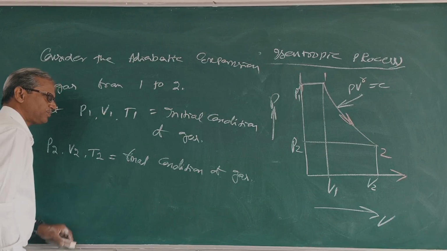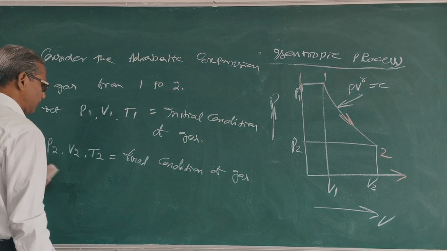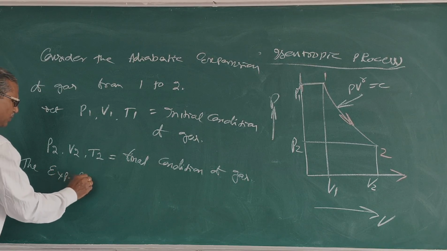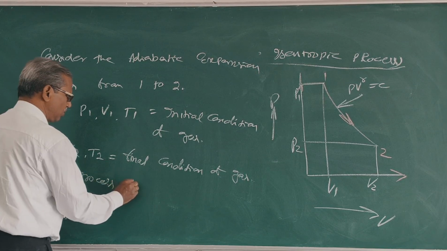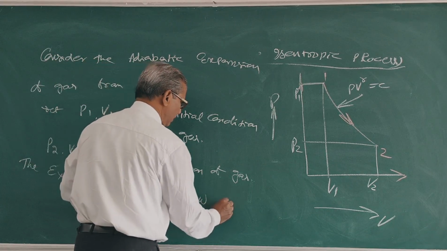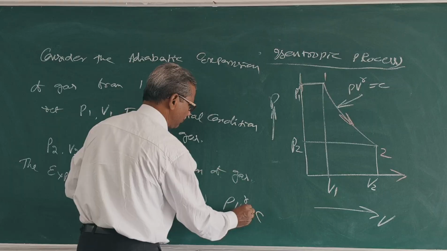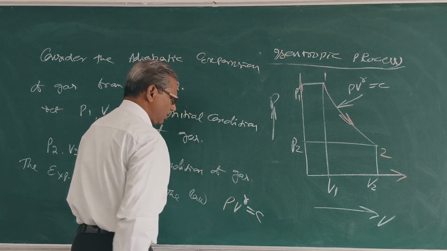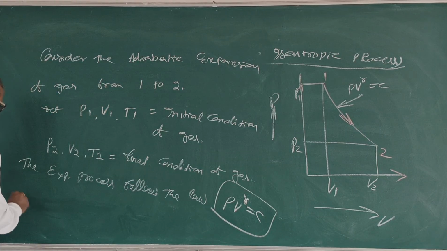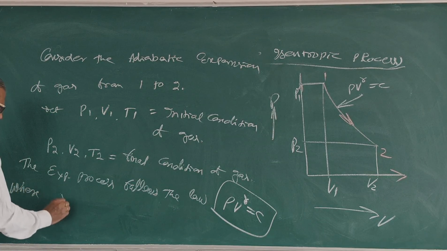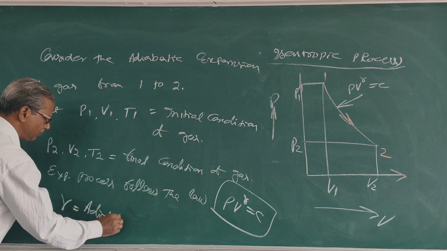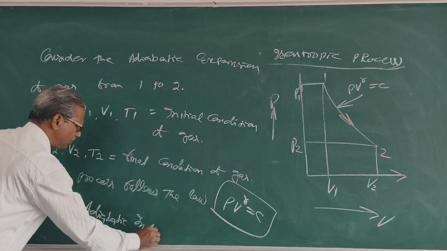The expansion process follows the law PV to the power gamma is equal to constant, where gamma is the adiabatic index. Clear?